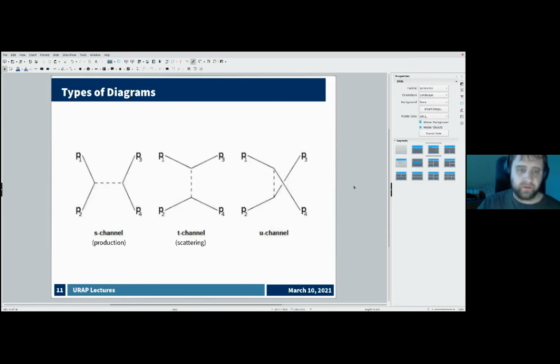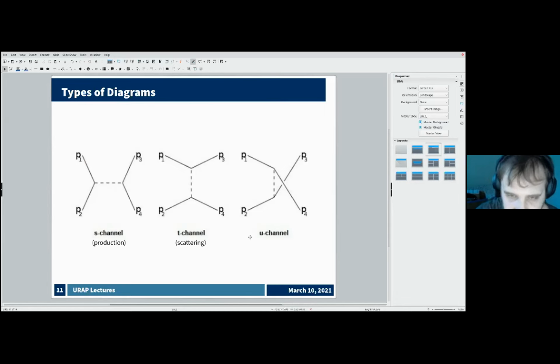Okay, so the other thing is you quite often have different types of diagrams that you can come across. This is not necessarily a complication in calculation, but it also gives you a mapping to a more classical way to think about what process you're looking at. For example, on the left, you have what's called an S-channel diagram. You can also think of it as a production of a particle, right? P1, P2 collide. They make this dashed line, and then the dashed line decays.